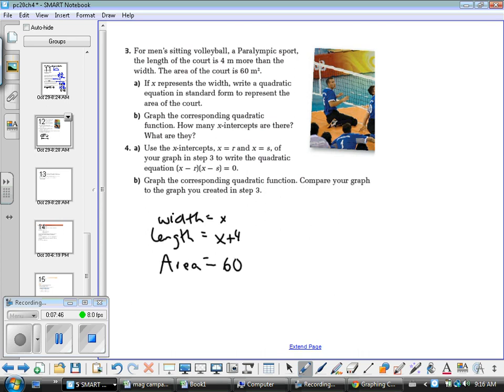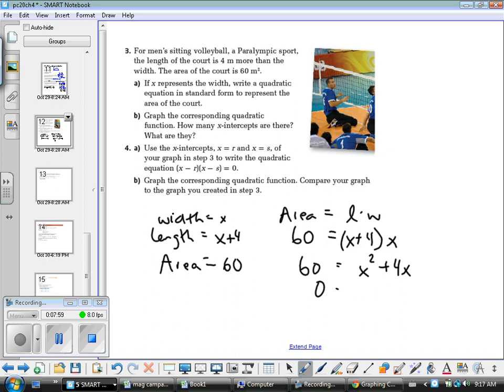We know that the area is 60. If we say area equals length times width, then 60 equals x plus 4 times x. We do a distribution here: x squared plus 4x. Then subtract 60 from both sides, so that everything is on one side and a 0 on the other side. That's the standard form quadratic equation. Now graph the corresponding quadratic function: f of x equals x squared plus 4x minus 60.